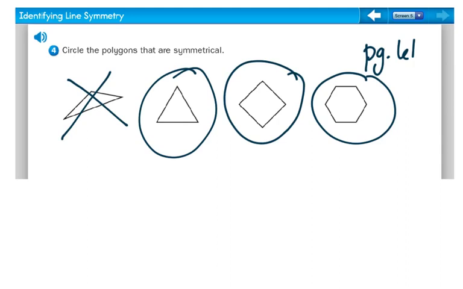Now, listen carefully to what I want you to do. I want to make sure that you are accountable for doing what I asked. So I would like you to take all of your polygons, all 10, and I want you to lay them out. And you are going to take a picture of them and you're going to upload it to Schoology. That way I know that you've done what I've asked during this lesson 212 on identifying lines of symmetry.